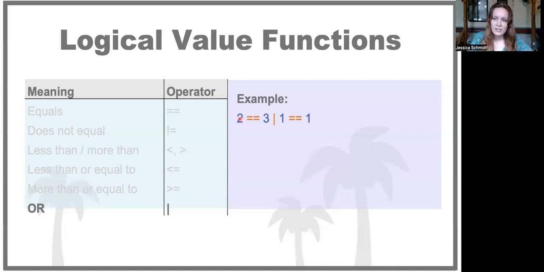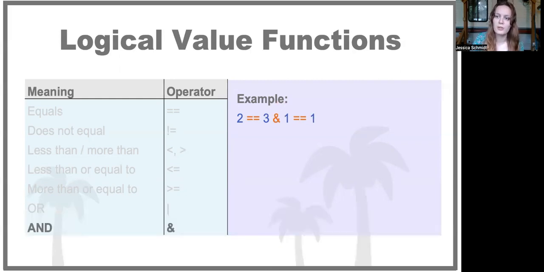We can ask, is 2 equal to 3 or is 1 equal to 1? Well, obviously one of those is false, 2 is not 3, but 1 is 1. So if we use or, R will look if either of those are true, it will return true. Because 1 is equal to 1, it will return true. If both these were false, it would return false.